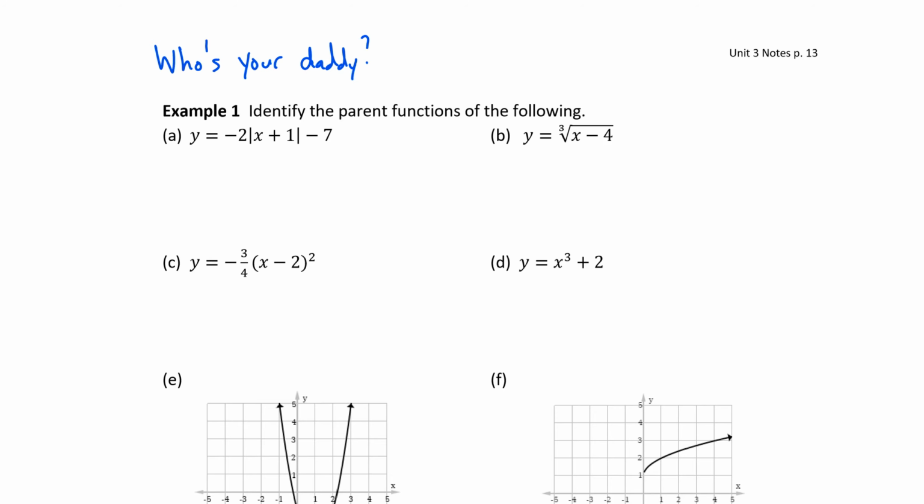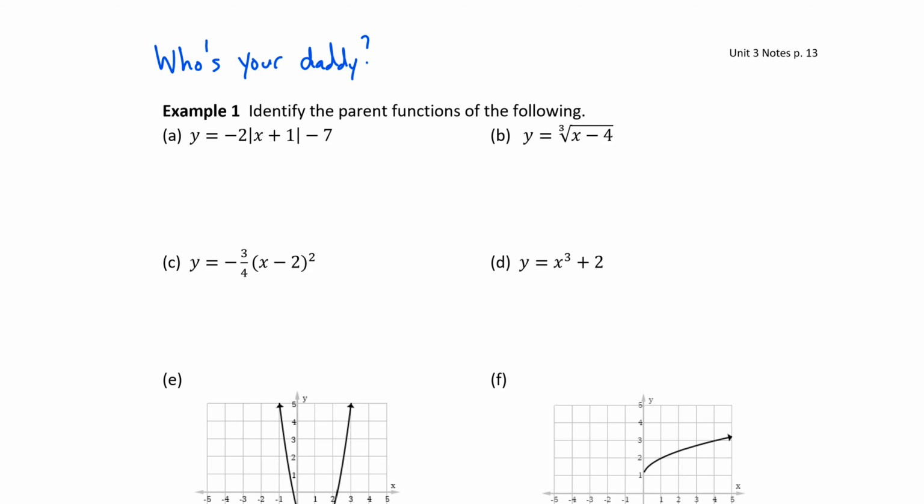So look at example 1a. y equals -2 times the absolute value of x plus 1, minus 7. I want to know who is the parent function, who's the daddy for that function. Well, I'm going to ignore all of those details, the -2, the +1, the -7, and I want to know what's the major function, what's the nature of that function. The main operation going on there is the absolute value, right? The +1, -7, I'm going to ignore all of that. I see it's an absolute value function.